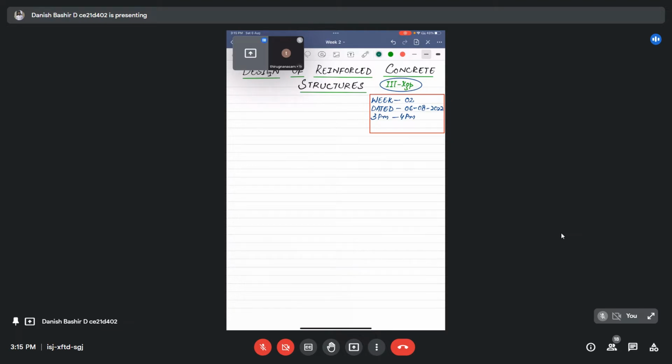So let's first discuss what the working stress method is. Actually, working stress method is one of the design philosophies. Different design philosophies are proposed for the design of reinforced concrete structures. Working stress method is one of them. It's one of the earliest attempts of the design philosophies for the design of reinforced concrete structures. So now we get here two concepts.